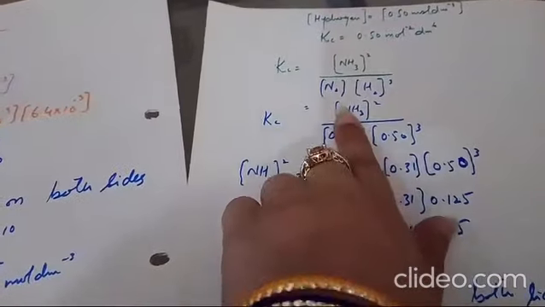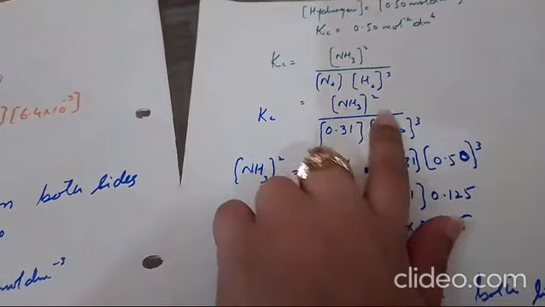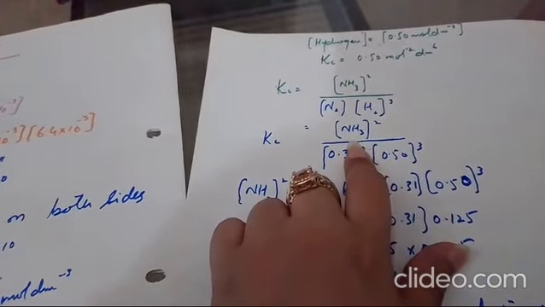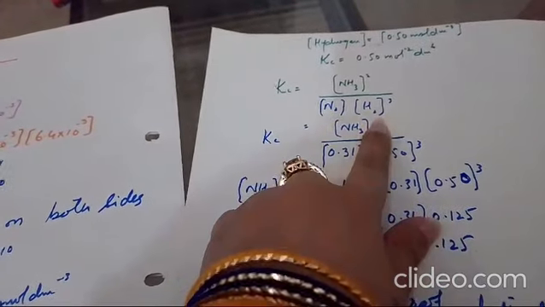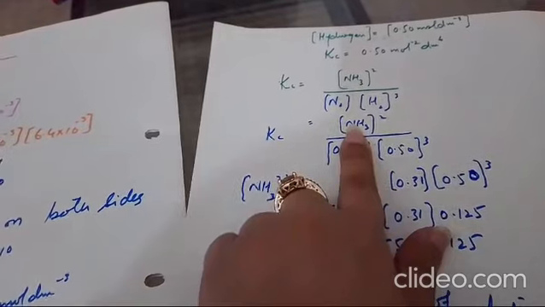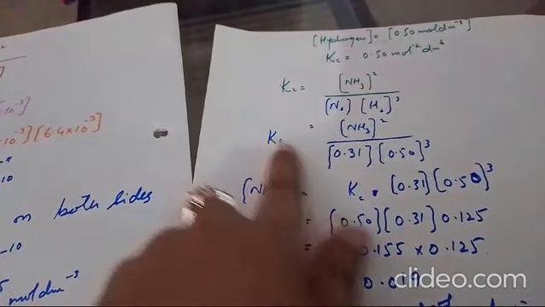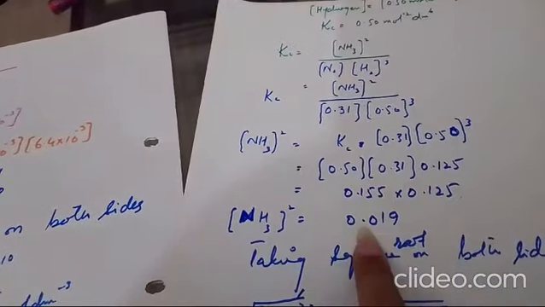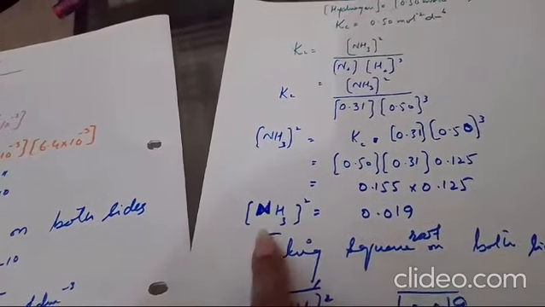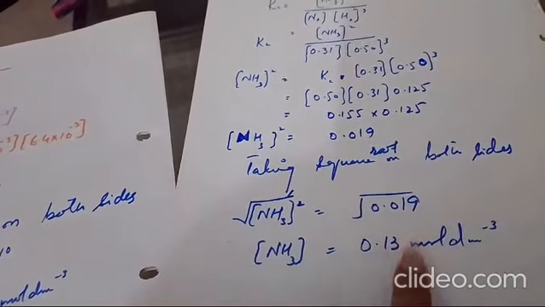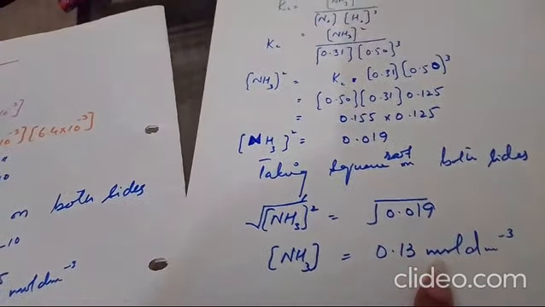So we have written NH3 in the numerator and N2 and H2 in the denominator. In the same way it comes to this side, they become together. Putting in the values, we got the answer 0.019. Again we have to take the square root. After taking the square root, we get the answer 0.13.